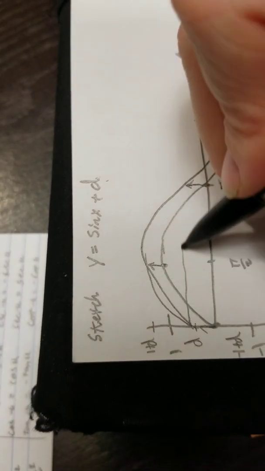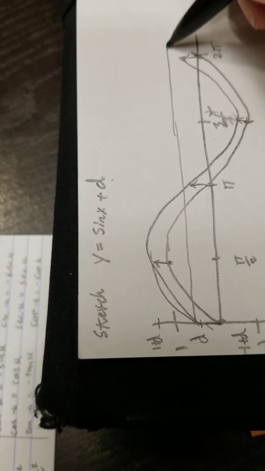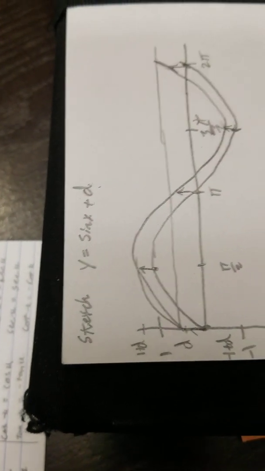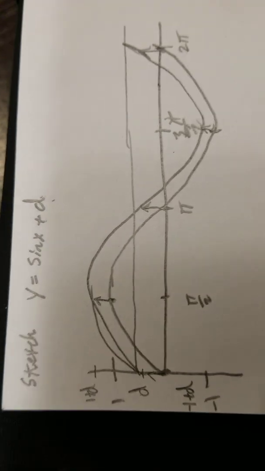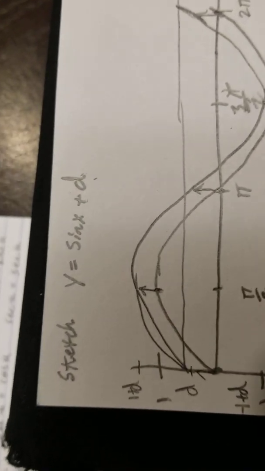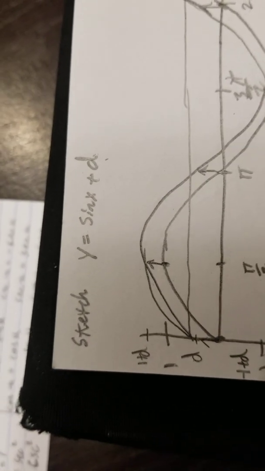Okay? Notice my new 0 is here. Okay? d is my new 0. That is the axis where 0 will lie. And it simply shifts the graph up or down. If d is negative, it will shift it down.